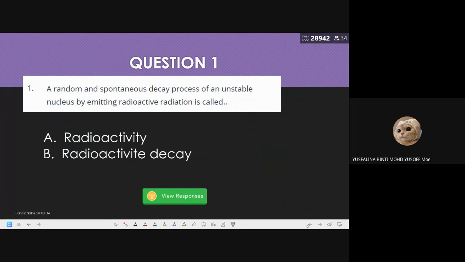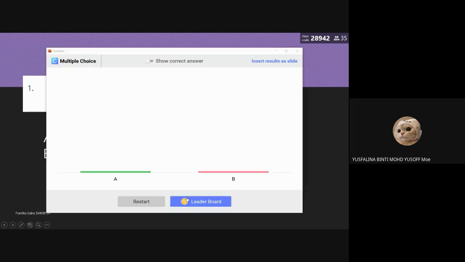A random and spontaneous decay process of an unstable nucleus, by emitting radioactive radiation, we call it radioactivity, right? Because radioactive decay means the nucleus is unstable and wants to become more stable. It has to release the radioactive radiation. But this other option didn't mention that they have to release the radioactive radiation to become more stable. So the answer should be the one with unstable nucleus by emitting radioactive radiation. So the answer is A.